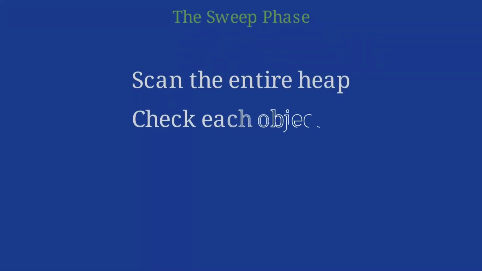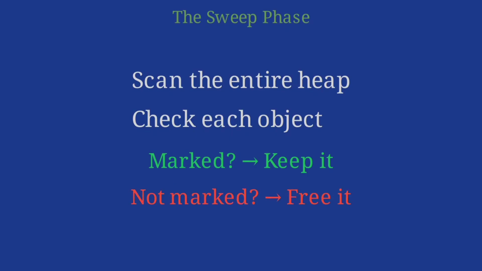Next comes the sweep phase. The collector scans through the whole heap, examining every object. For each object, it checks whether that object was marked during the trace. If the object is marked, we keep it and clear its mark for the next collection cycle. If it's not marked, we free its memory, making that space available for new allocations.